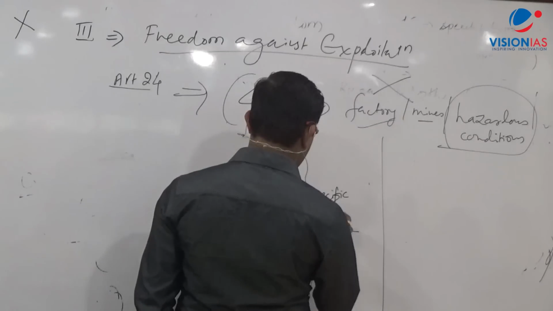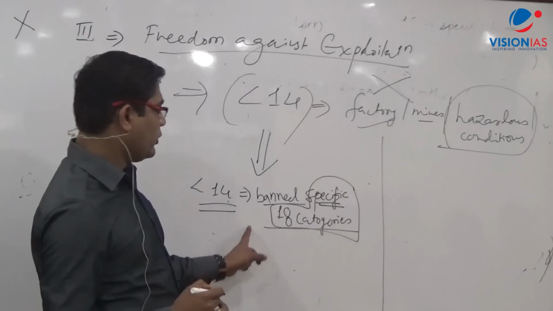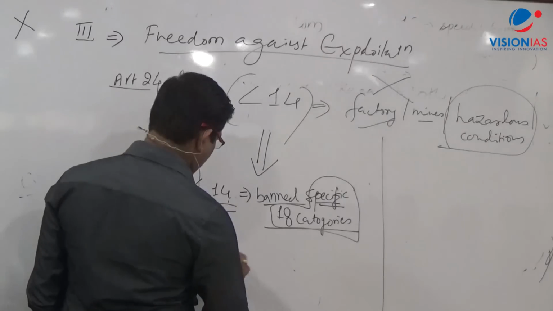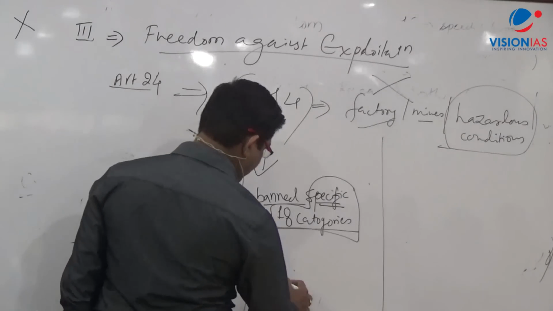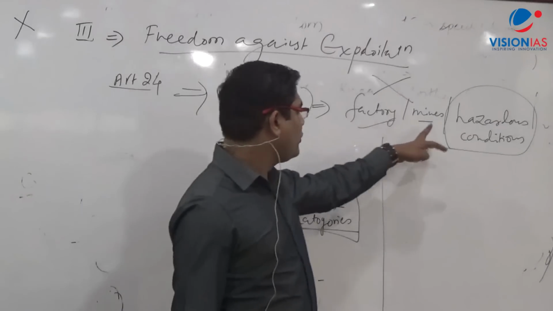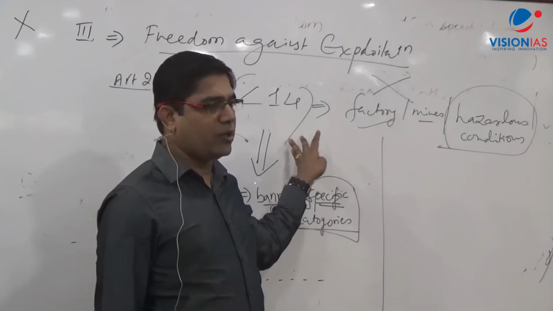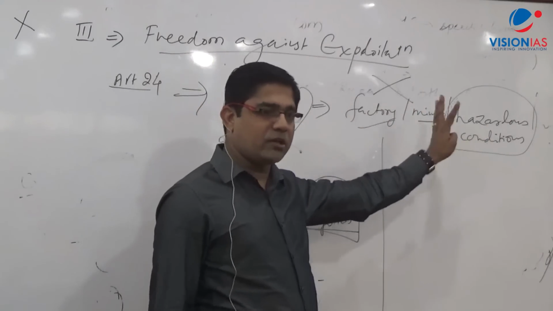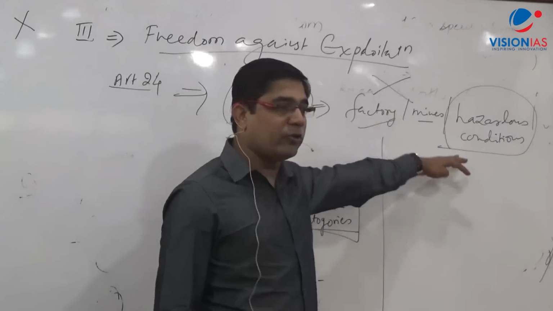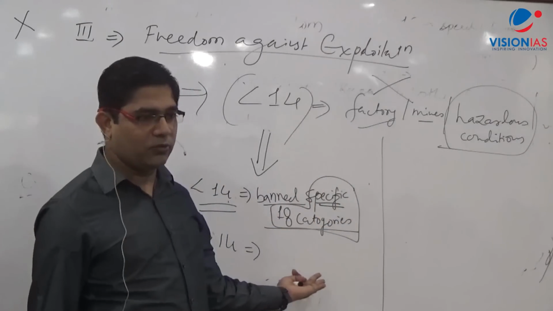They have banned specific 18 categories. Less than 14, you cannot employ children in those 18 categories. And more than 14, obviously, there was nothing. Because as per this, less than 14, you just avoid the hazardous. Implicitly it means that more than 14, you can go for hazardous also. It also implicitly means that less than 14, you cannot go for the hazardous, but you can go for the rest of the things. So the rest of the 18 things were there.